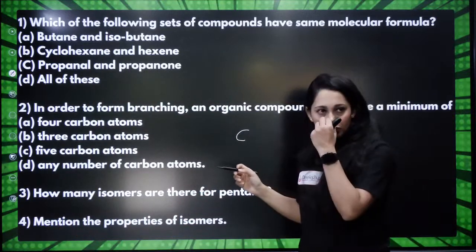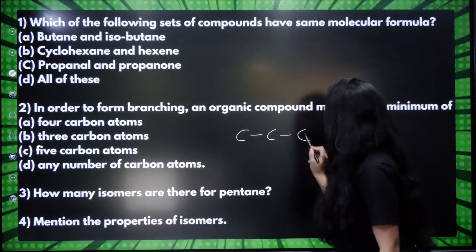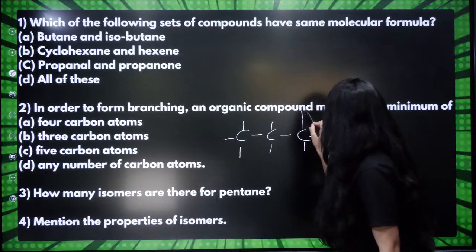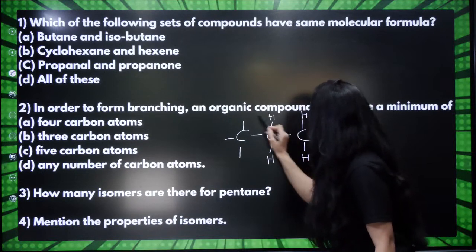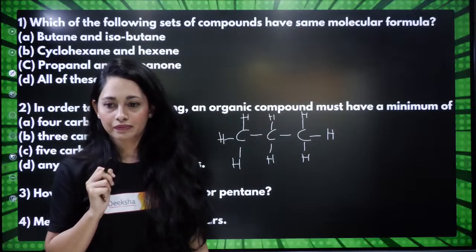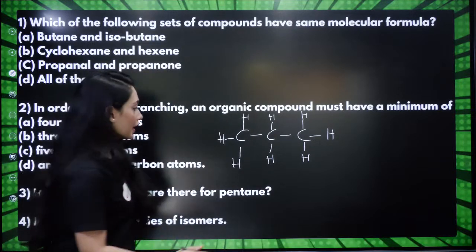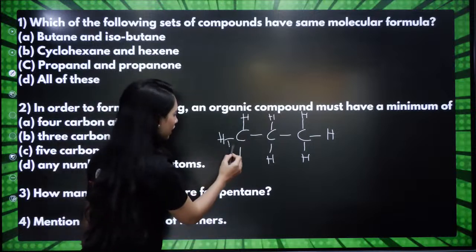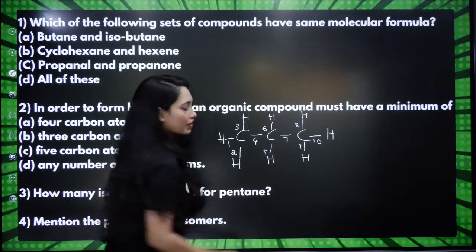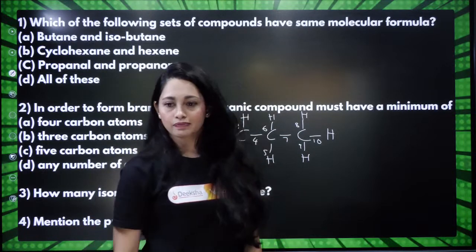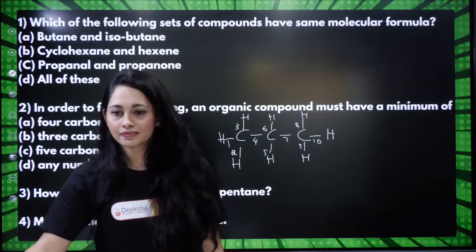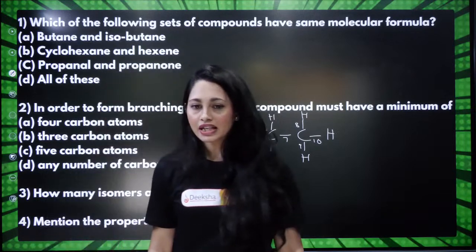Wait. So, what was the question? Propane. Propane means 3 carbon atoms. How many covalent bonds are present here? You count it. You can't just count the bonds that are present between carbon. All the bonds should be counted. 1, 2, 3, 4, 5, 6, 7, 8, 9, 10. There are 10 covalent bonds in propane. That's it.